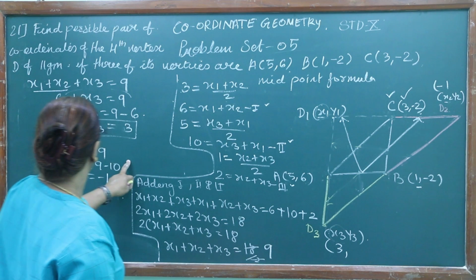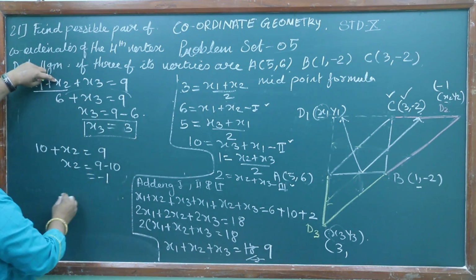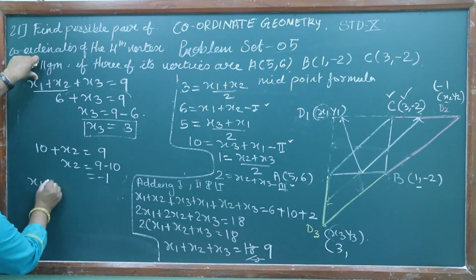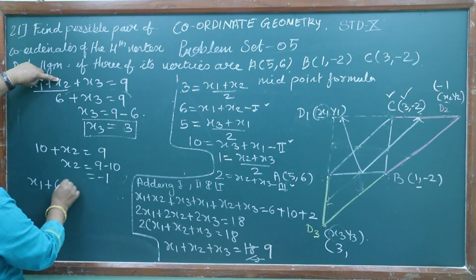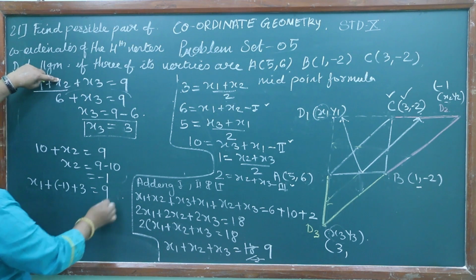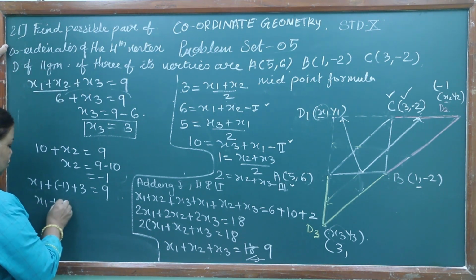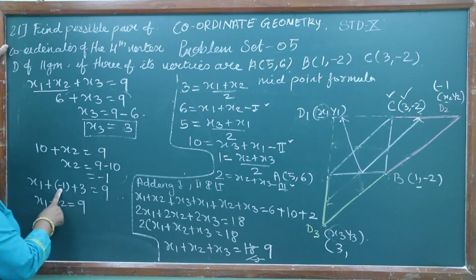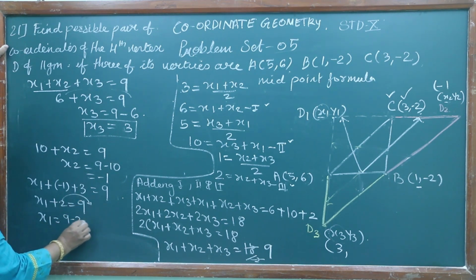Now similarly, we got x2, we got x3. We will place here the value, that is x1 plus x2 is how much? x2 is minus 1 plus x3 is what? 3 is equal to 9. In this equation I am placing x1 plus 2 is equal to 9, because minus 1 plus 3 is plus 2. So x1 is going to be, 2 will go there, 9 minus 2 which is 7. So x1 is equal to 7.